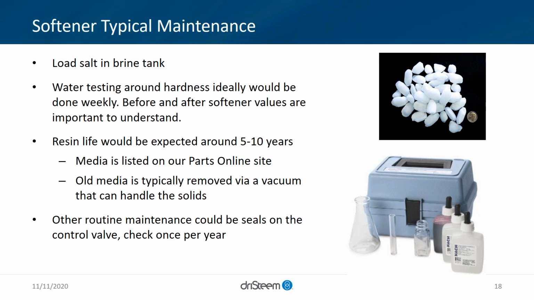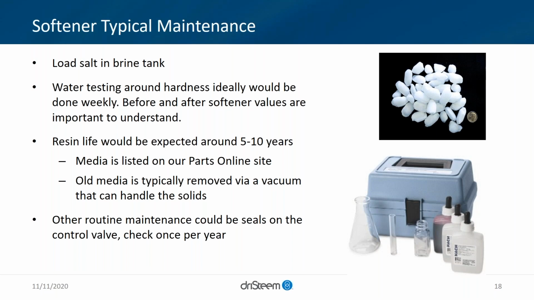I see John just asked, what's the life expectancy of resin? Life expectancy of resin is 5 to 10 years, and it depends. So obviously, do you maintain your system? Does it run all the time? Is there iron fouling it? Is chlorine breaking the system down from a physical perspective? But generally 5 to 10 years is what I would expect. And it's removed via a vacuum system, whether that's a vacuum truck or a wet vac that can handle the solids. So you can replace that system. There's no drain on the bottom or pulling that out.